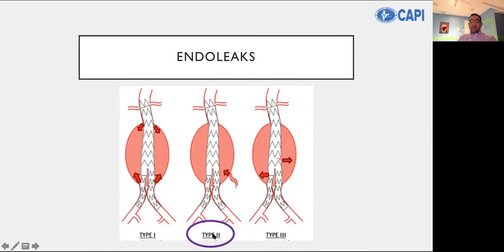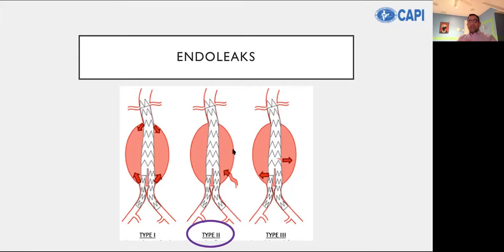The thing to remember is a type 2 endoleak, which is a very, very benign endoleak, which is basically backfilling of the aneurysm sac from the intercostal arteries or the lumbar arteries and things like that. Basically, a branch vessel. It's a low pressure endoleak. It does not typically cause a rupture of the aneurysm, and we keep an eye on it.